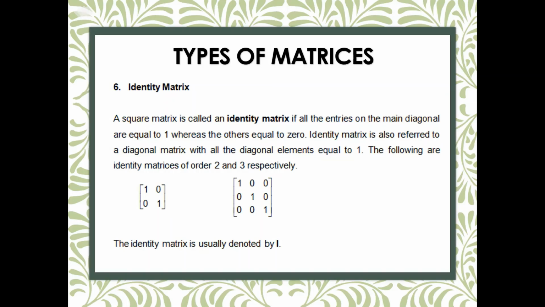A square matrix is called an identity matrix if all the entries on the main diagonal are equal to 1, whereas the others equal to 0. An identity matrix is also referred to as a diagonal matrix with all the diagonal elements equal to 1. The following are the identity matrices of order 2 and 3 respectively. The identity matrix is usually denoted by capital I.